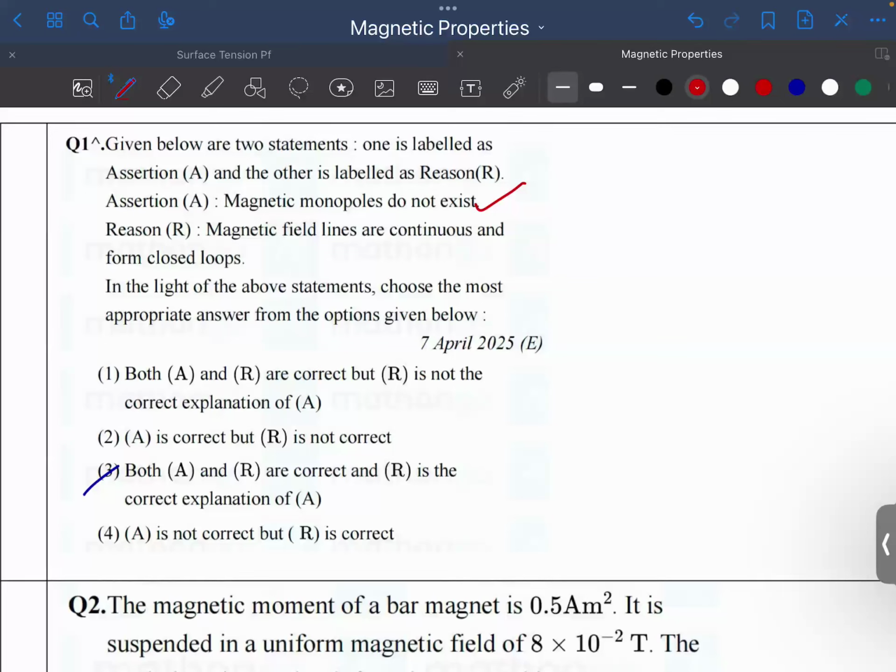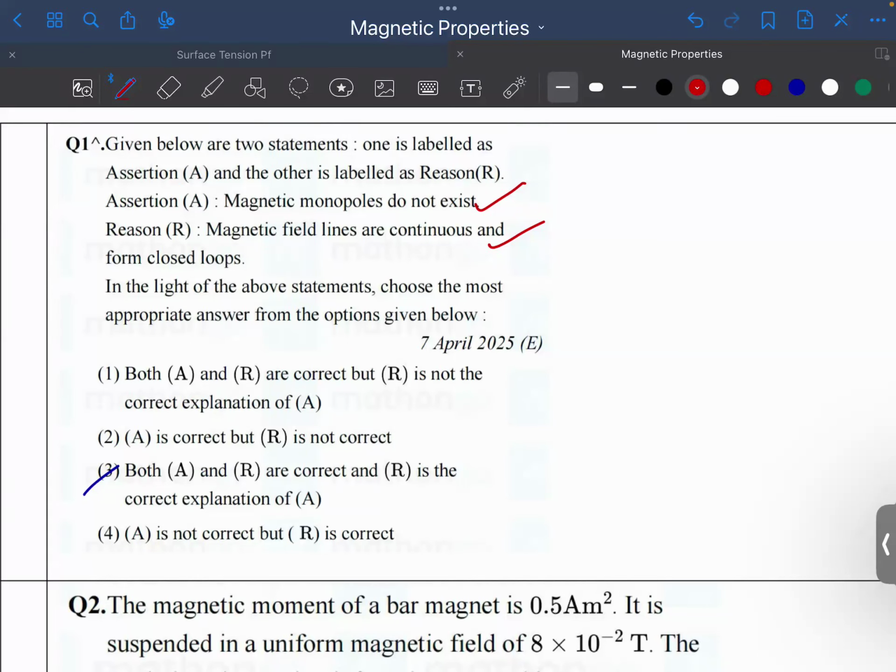Magnetic field lines are continuous and form closed loops. Correct. Electric field lines are not closed loops. They start at a positive charge and end at a negative charge. If there is no negative charge, they'll travel till infinity. You will draw lines till infinity. They are open curves, whereas magnetic field lines are closed curves.